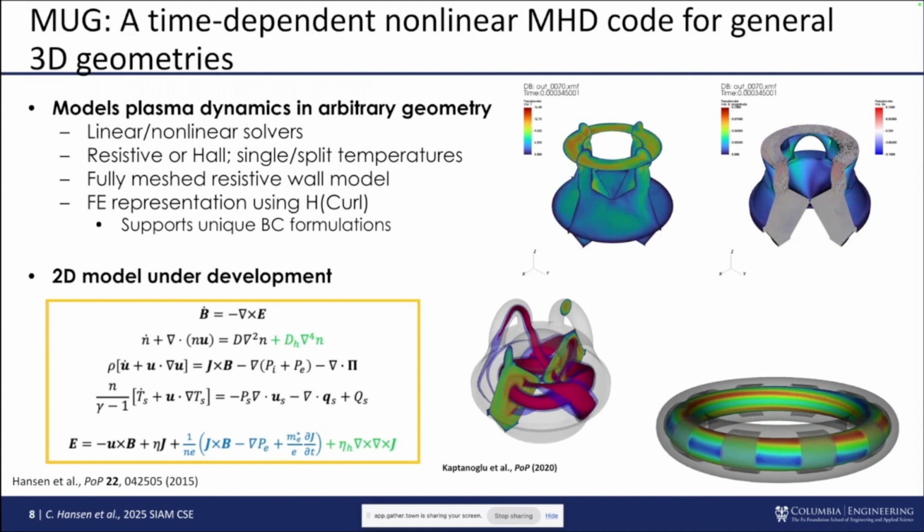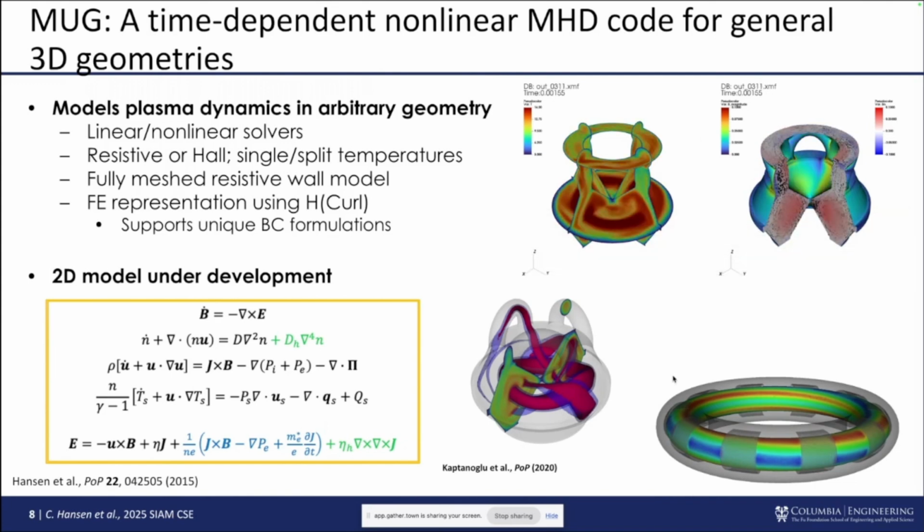So we also have a time-dependent nonlinear MHD code for general 3D geometries. This has linear and nonlinear solvers, can do resistive or Hall MHD with single or split temperatures, so ion and electron separately. It also supports a fully meshed resistive wall model that we've used for some studies. And this uniquely uses a finite element representation using H-curl elements, which supports some unique boundary condition formulations.